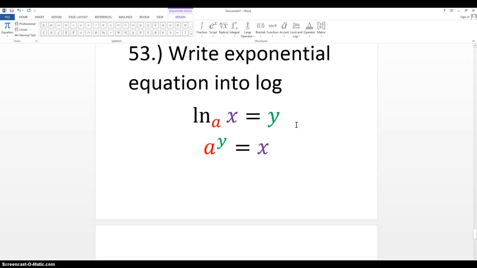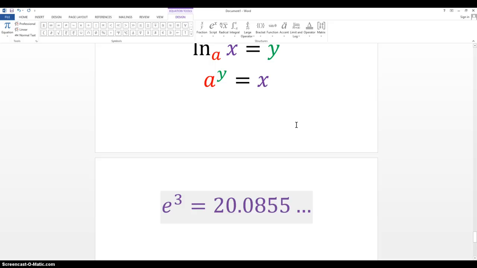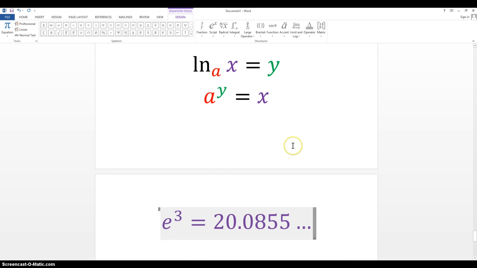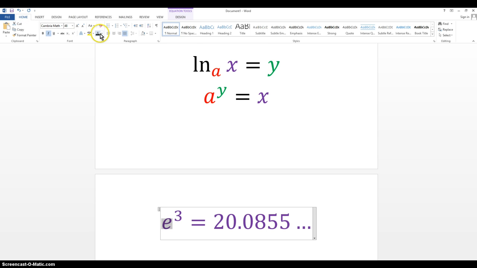So let's go back to 53. We have e cubed equals 20.0855 and so on and so forth. We have to rewrite into log equations. So if you notice, let's just go ahead and match up our letters with the appropriate numbers or values. The A matches up with the E, correct? So let's go ahead and color that red. The Y in this case matches up with what?